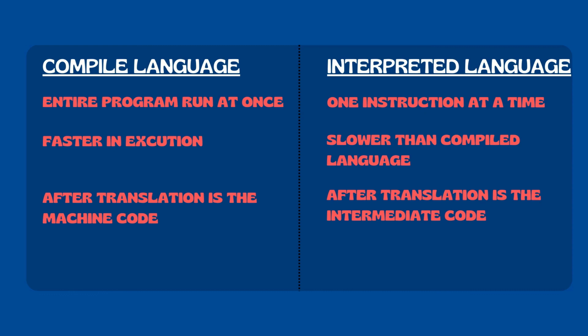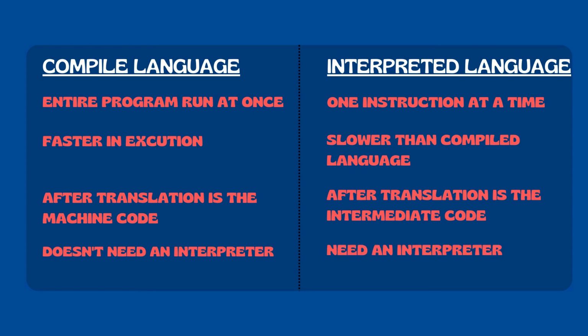This brings us to the fourth difference between both types of language: a compiled language doesn't need an interpreter or a virtual machine, whereas an interpreted language needs an interpreter or a separate virtual machine in order to process the code. So here we learned about the differences between compiled and interpreted languages.